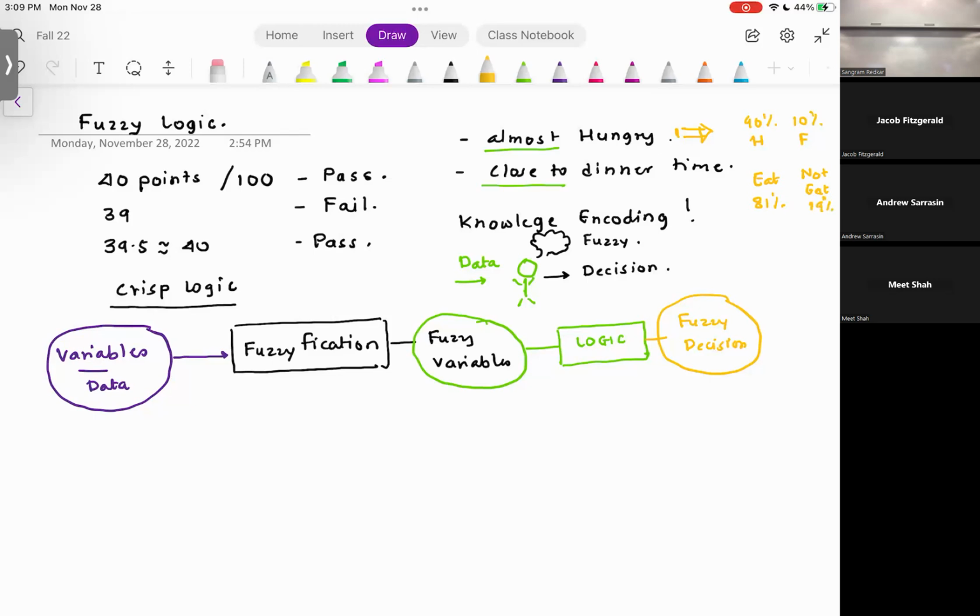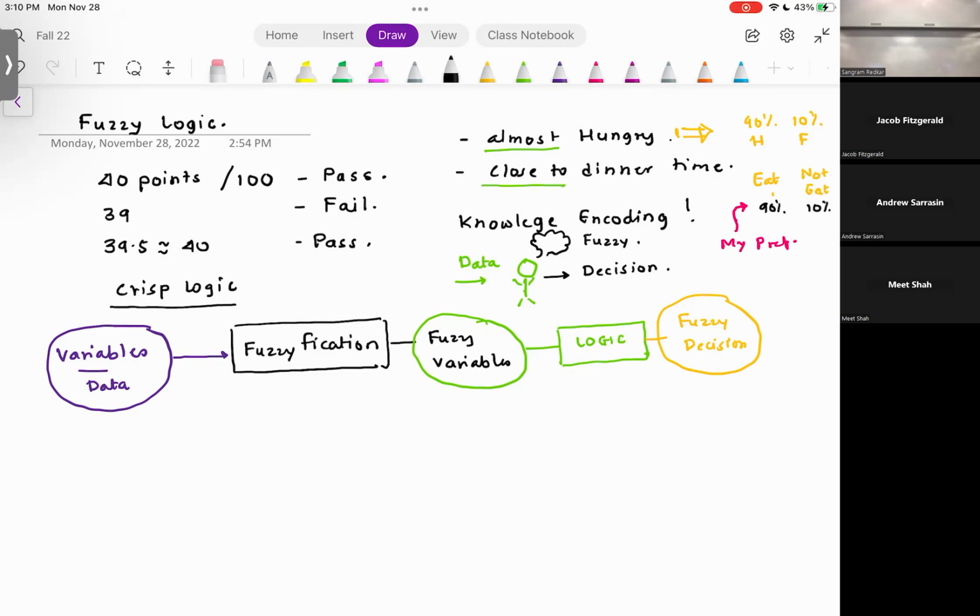So with 90% hungry, 10% full, I'm assigning these probabilities based on individual preference. My preference is, if I'm 90% hungry, I should go and eat 81% of the times. Or if I'm 10% full, then I should wait 90% of the times. Alternatively, I can make my life easy and say if I'm 90% hungry, then most likely 90% I should go and eat, or 10% I should wait.